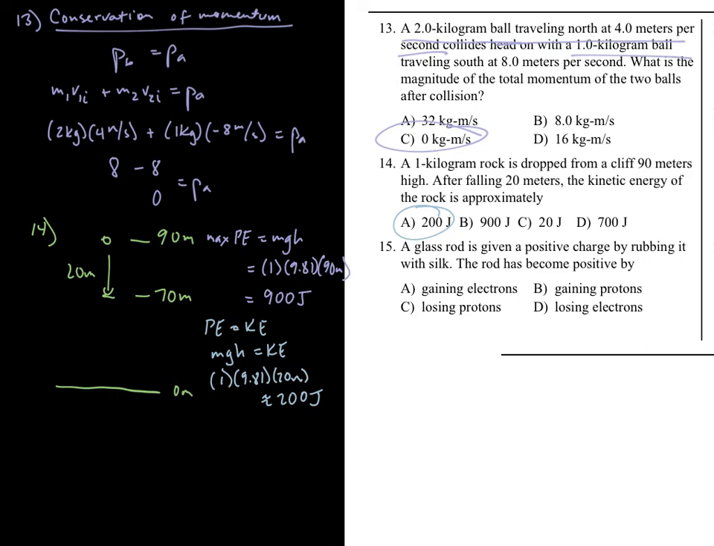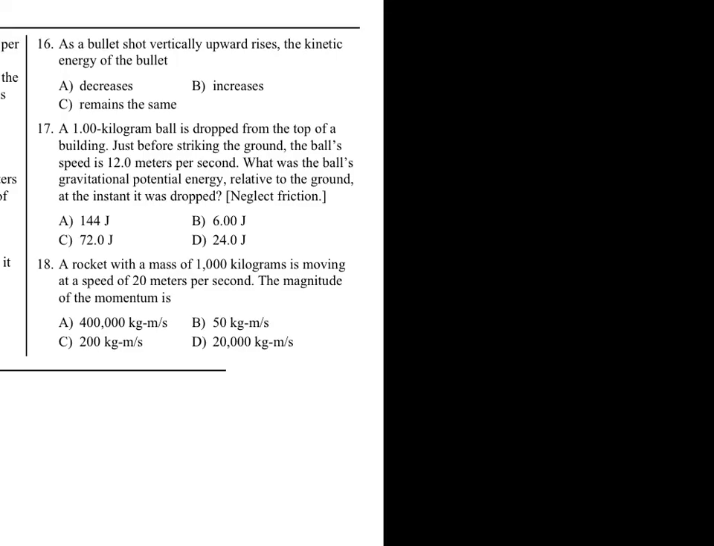All right, number 15. A glass rod is given a positive charge by rubbing it with silk. The rod has become positive by losing electrons. That's the only way you could change your charge, is by gaining or losing electrons. You can never change with protons. All right, now we've reached the final stretch of the final 3 questions.